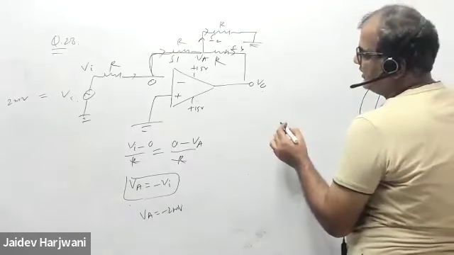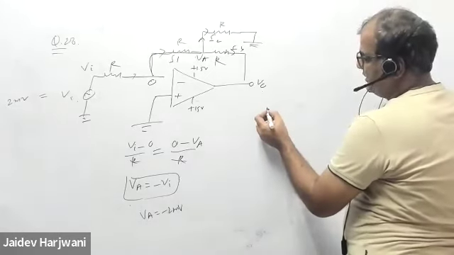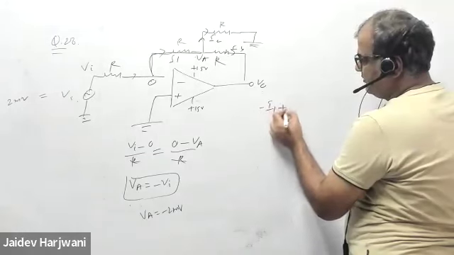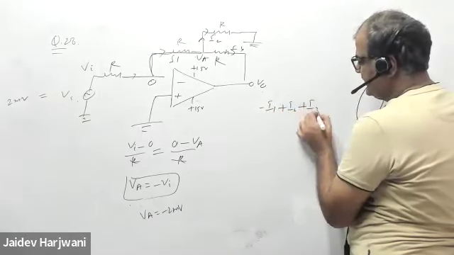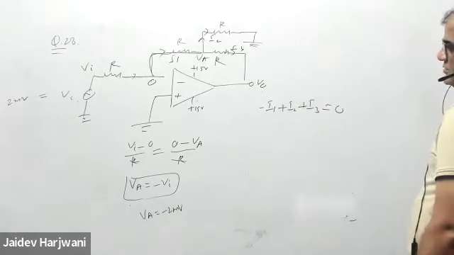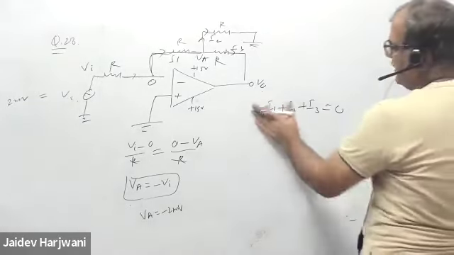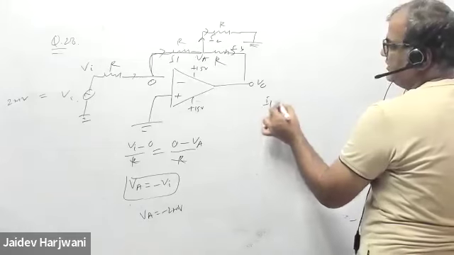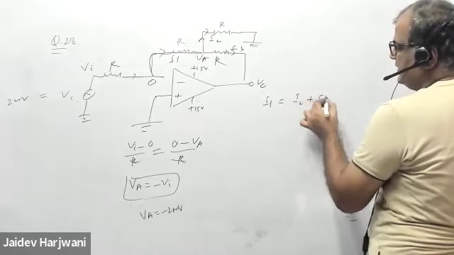Incoming current negative, I'll take negative. So I'll take minus I1 plus I2 plus I3 equals 0. Sum of currents is 0. Or incoming current equals outgoing current. So you can say I1 is equal to I2 plus I3.